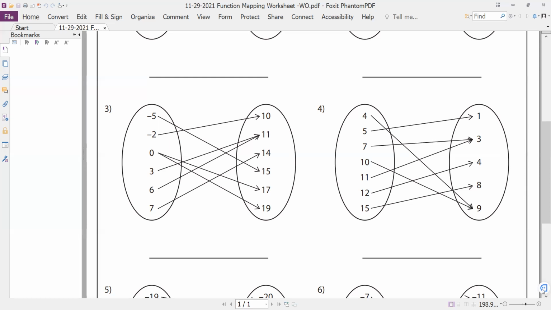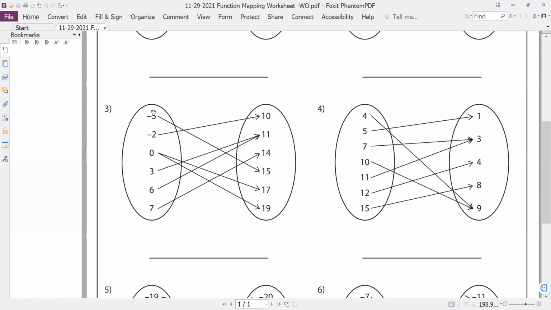Because it can only map to 1. So which one is mapping to more than one? What number? 17 and the 19. No, don't say these numbers over here, Latoya. You're concerned with these numbers. So which numbers over here on the left, the input, which number maps to more than one number over here? 3 and 6.